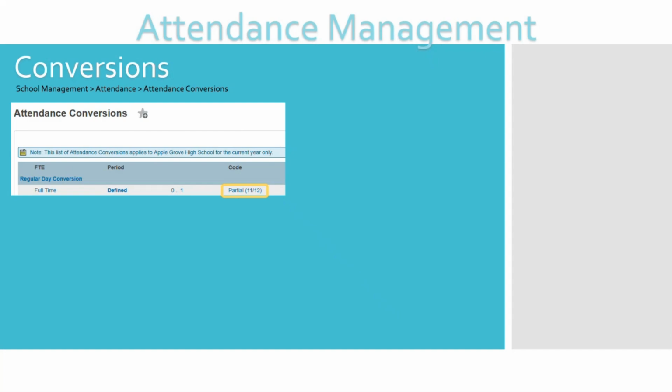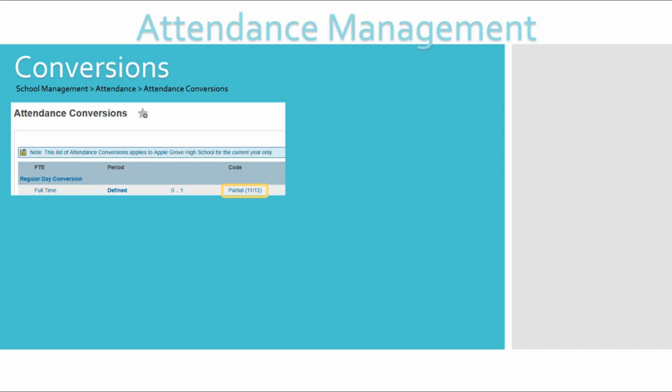Okay, so next up, we want to take a look at the attendance conversions. So the first thing that we want to look at here is the FTE defined? So what that means is, does every code have a value assigned to it? If not, then this will affect the ADA, ADM reports, object reports, and the meta report card. So it's very important that you see defined on this page.